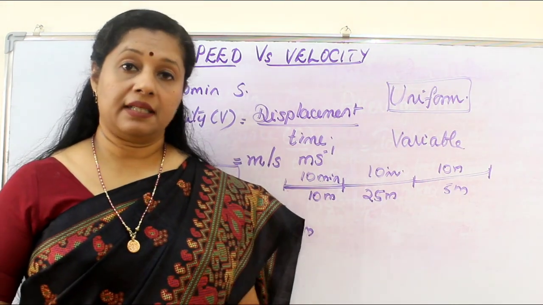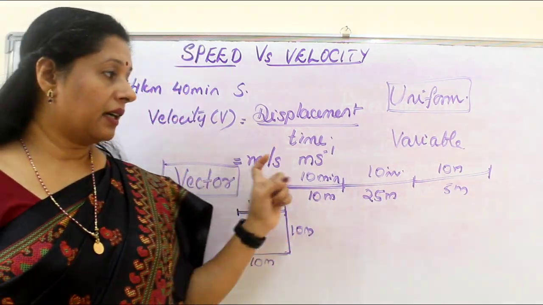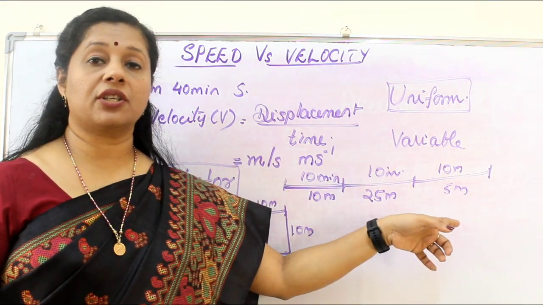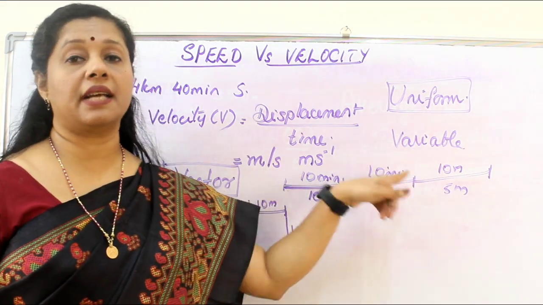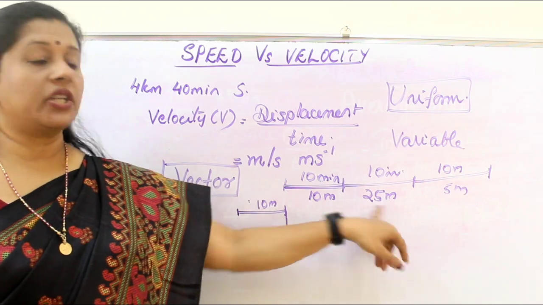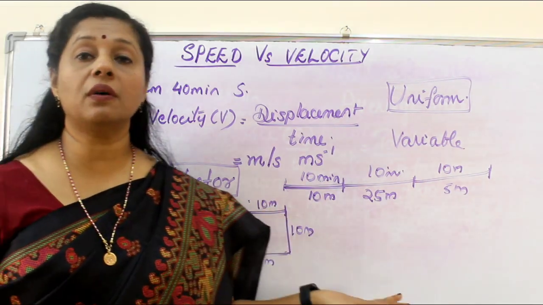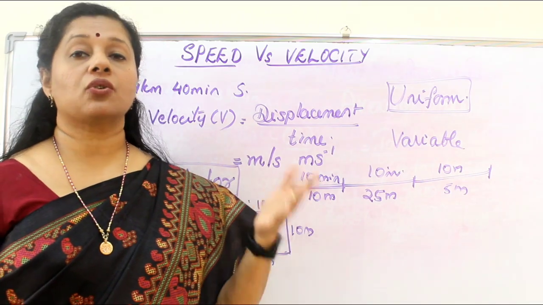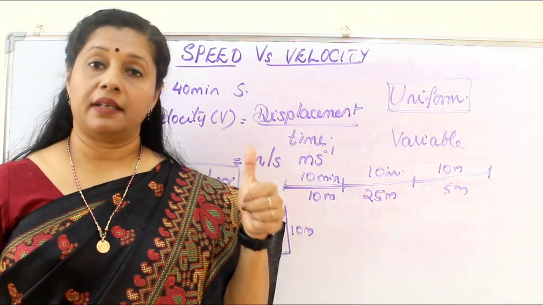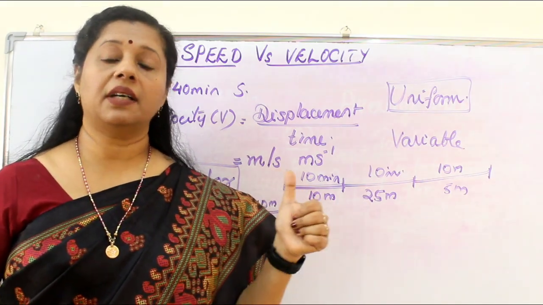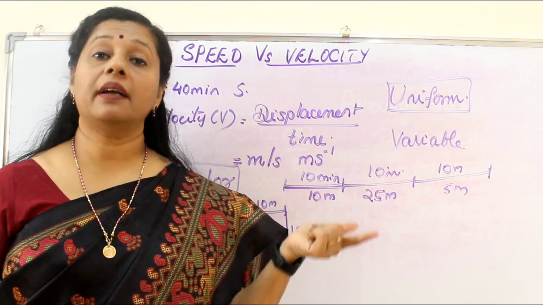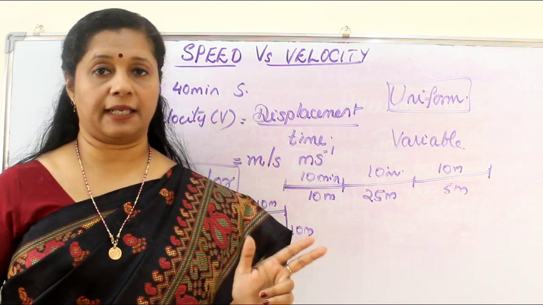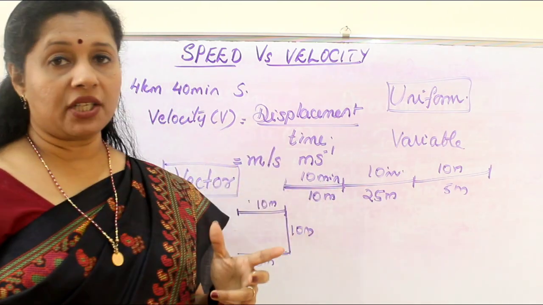And there is a third condition, a body covering unequal distances in equal intervals of time and keeps on changing its direction. Because both distance covered changes and direction changes also, we can say that it is with a variable velocity. So velocity can be changed by different distance covered, or it can change by changing the direction, or both can affect velocity. Now how will you find out average velocity?